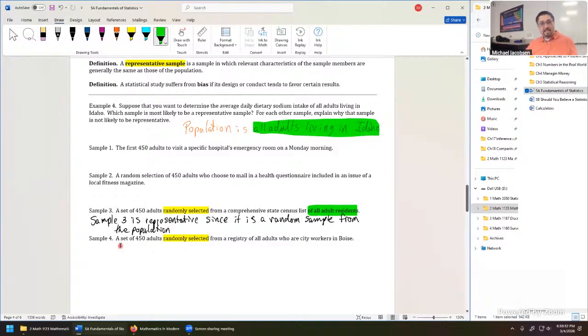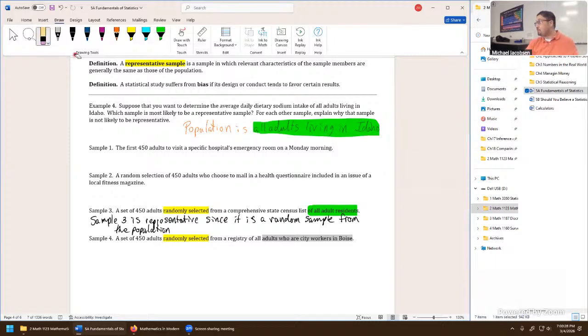Sample 4 is biased. It's randomly selected, but it's from all adults not just adults in Boise, they're city workers. Maybe that was just an easy way to get a sample. Maybe the person conducting the study is based in Boise. Maybe they work for the city themselves. Maybe they're HR for the city workers in Boise. And so they could do that random selection pretty fast. But I agree, this is biased because city workers in Boise do not reflect all adult Idahoans.